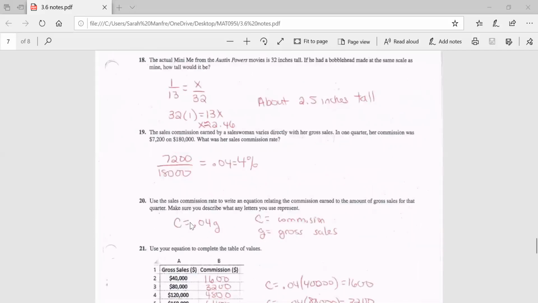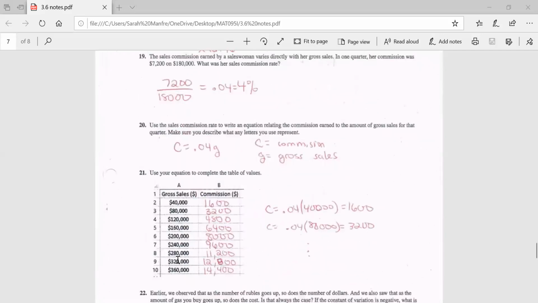So commission is equal to 0.04 times her gross sales. So her gross sales times 4% is going to be her commission. And for number 21 in this chart, I took her gross sales, multiplied all these numbers by 0.04, and that's where these numbers came from.